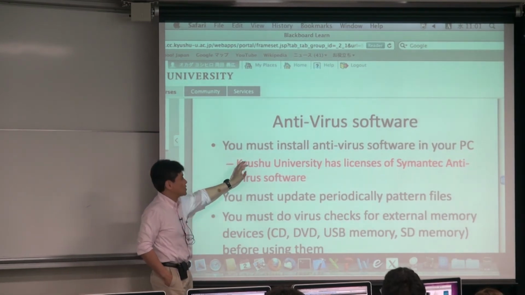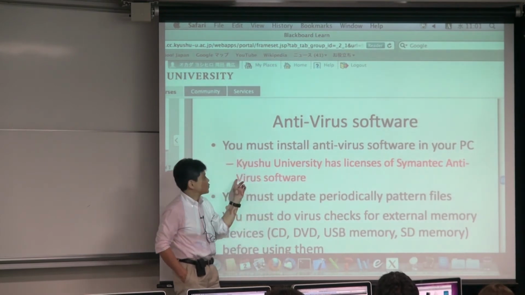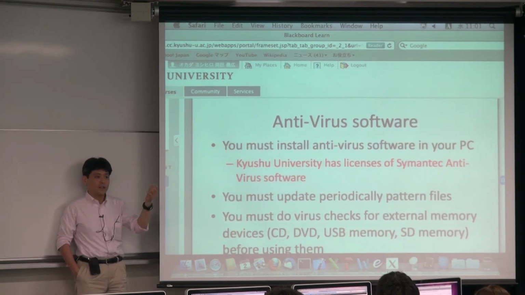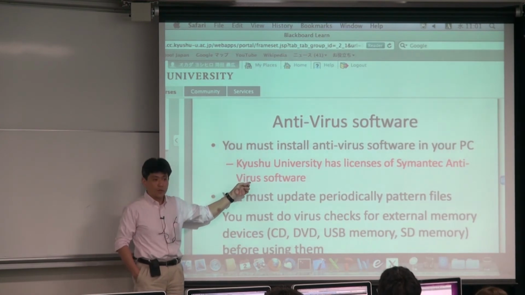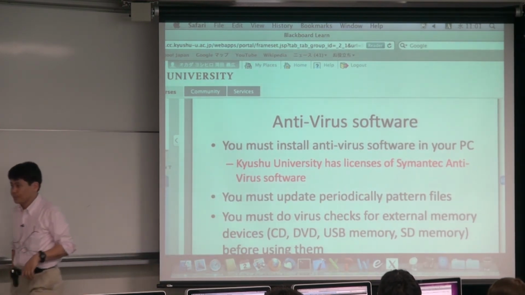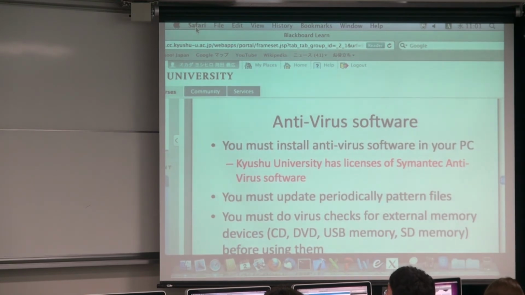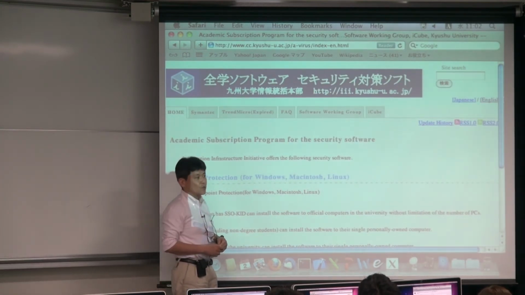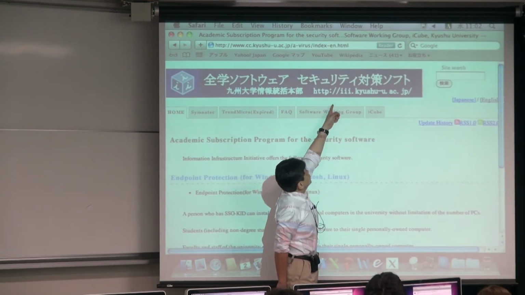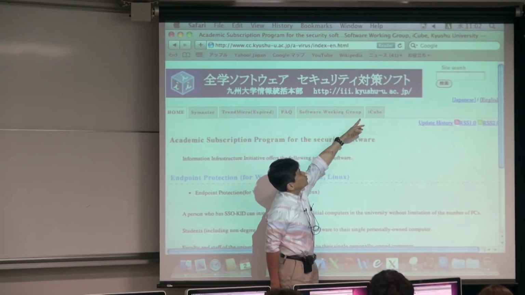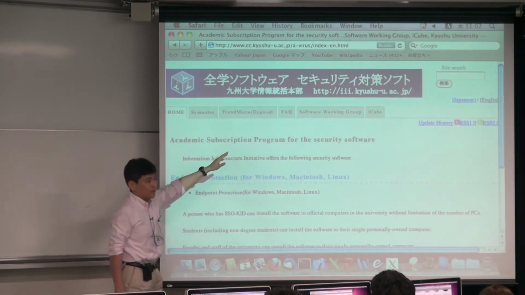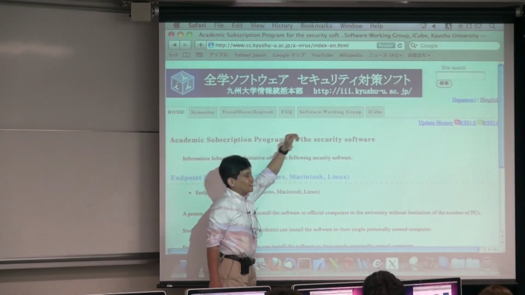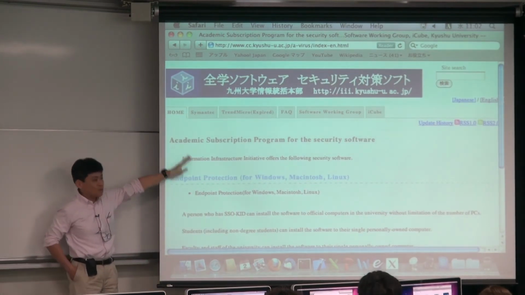Fortunately, Kyushu University has a license for thematic antivirus software. So even on your own personal PC, you can download and install the thematic antivirus software. At most one PC, unfortunately. If you want to install antivirus software, please access http://ii.kyushu-u.ac.jp. Once you access this page, from it you can access these pages.